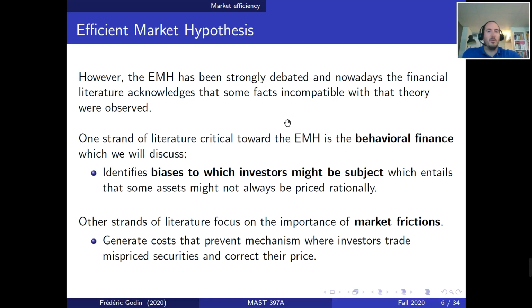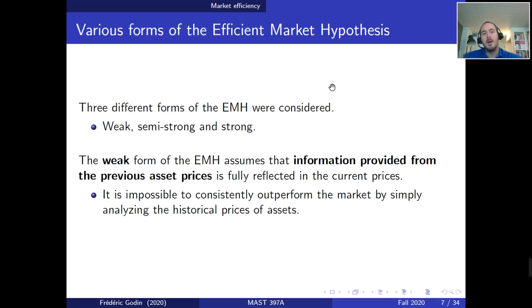So we see that the efficient market hypothesis in recent years has been a bit more criticized, and reasons were provided why it would not systematically hold. So now we're going to discuss a few forms of the efficient market hypothesis. The definition at the beginning was left vague, but now we're going to make it a bit more precise by providing three different versions of the efficient market hypothesis.